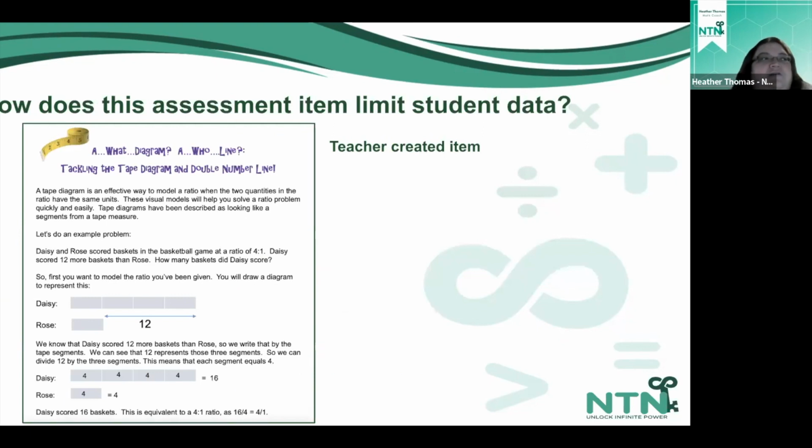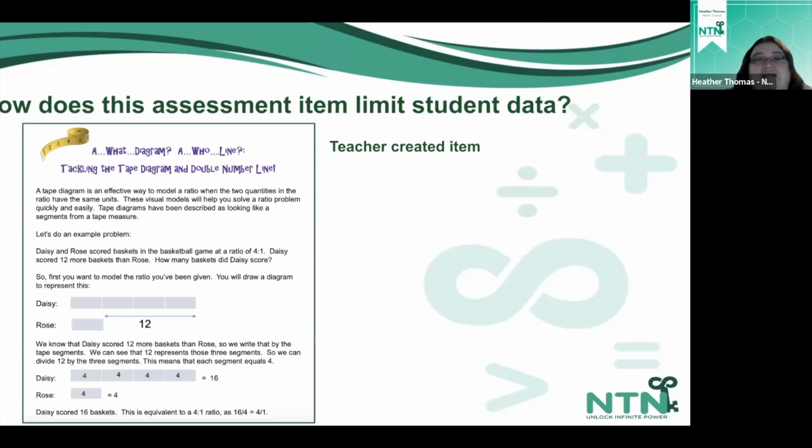In this particular assessment piece here, this is really the lesson, but you can see where it just outlines for students exactly how to create the tape diagram. It models it for them. There are several example problems with that particular tape diagram model. And again, that tape diagram is a strategy that can be used to achieve the standard.